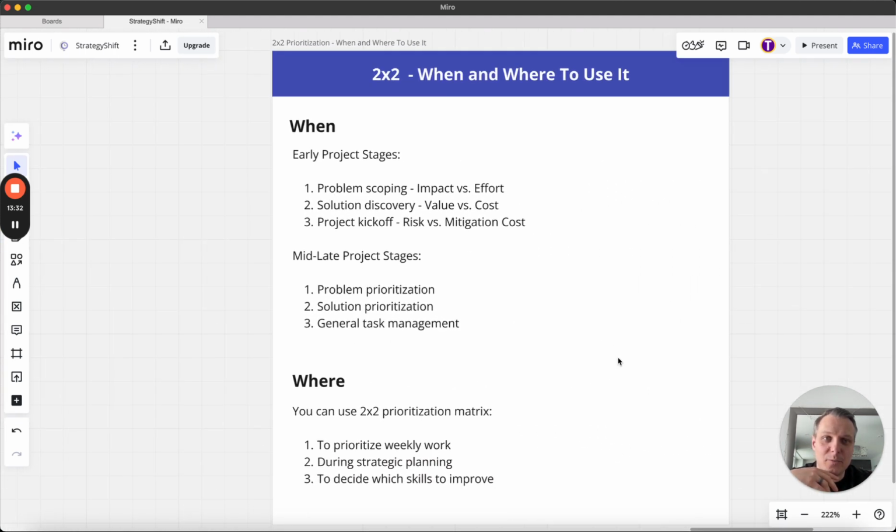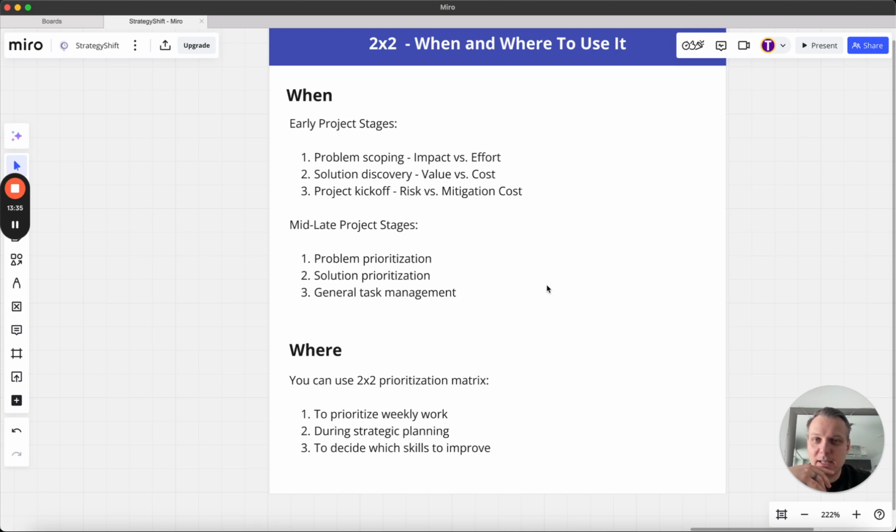Lastly, where and when to use these 2x2s. When? There's usually no specific area or time when you should use it. I've used them in the early project stages and mid to late project stages. In the early project stages, for example, when we're trying to figure out what the main problems are and which ones have the most impact, we'll use the impact versus effort matrix. And then solution discovery, once we have identified the problems, we want to look at all the possible solutions and figure out which one is the most valuable and least cost.